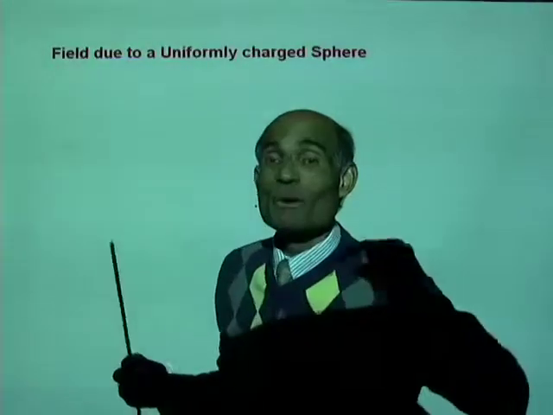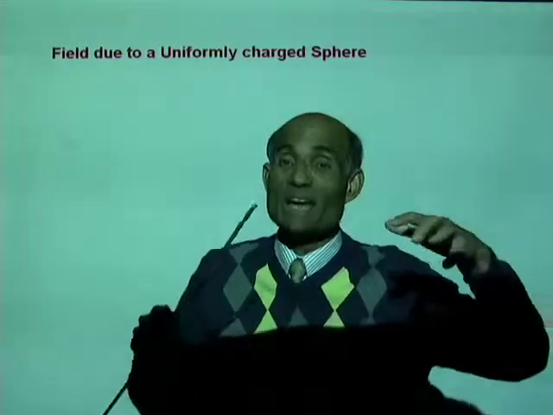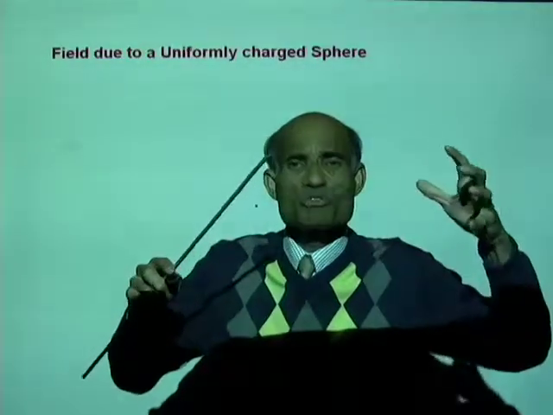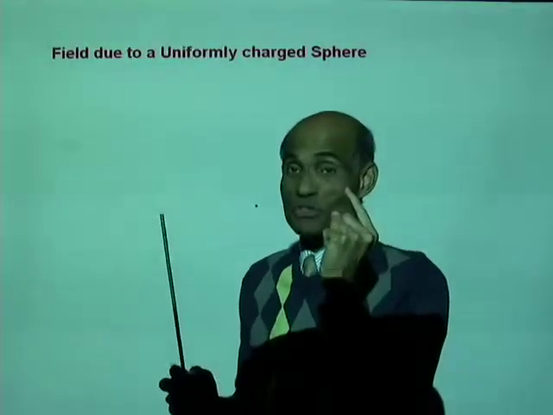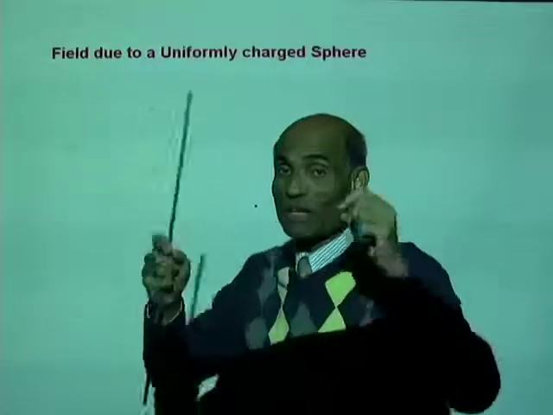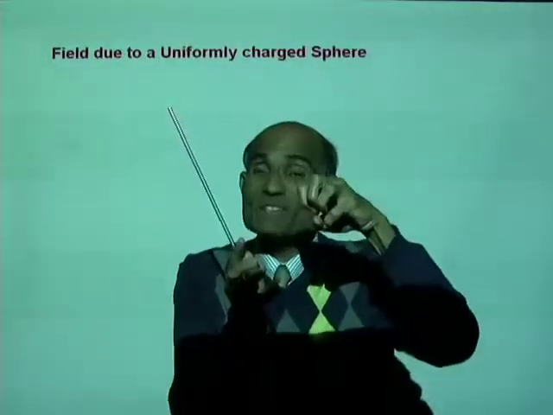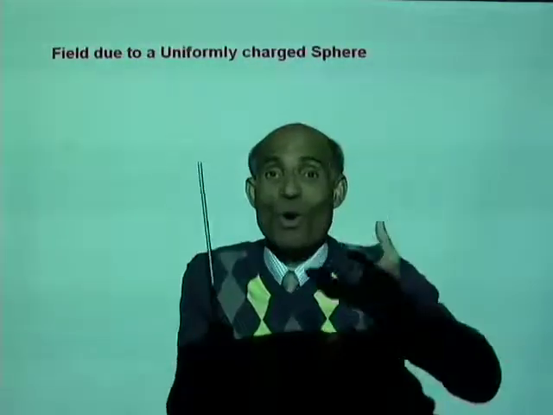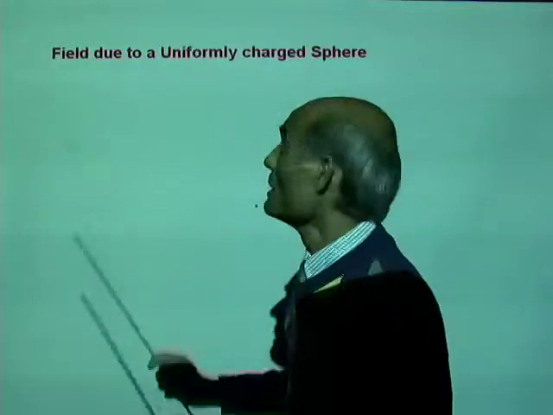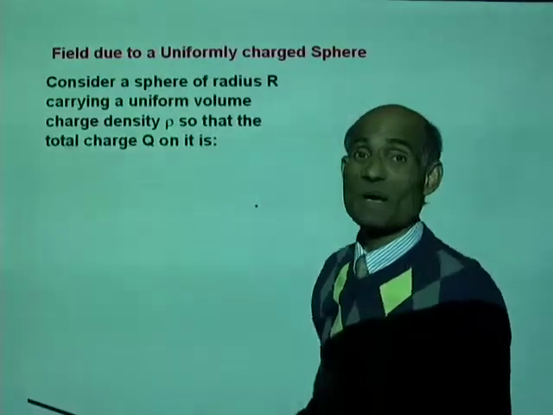Well, when we left off the last part of this lesson, we calculated the electric field due to a charged shell. Now, this is different. This is not a shell. This is a solid sphere. That is, there is no space in there. There is complete material all over the sphere. Field due to a uniformly charged sphere.